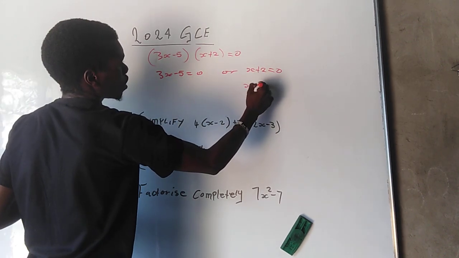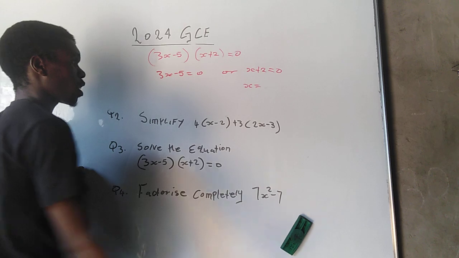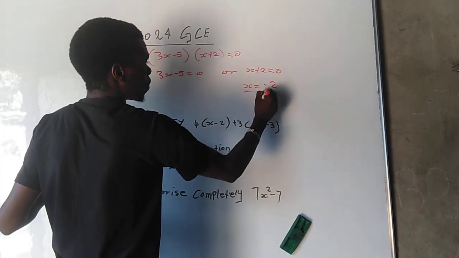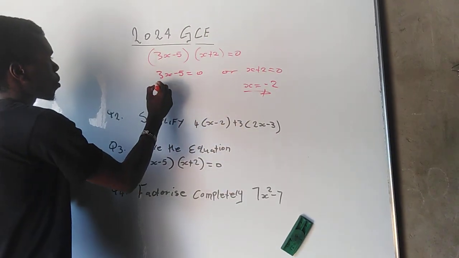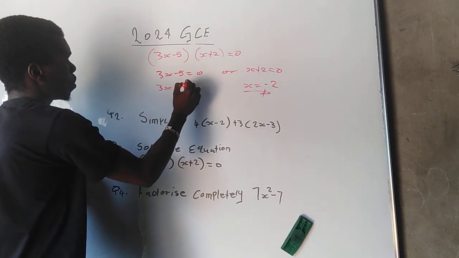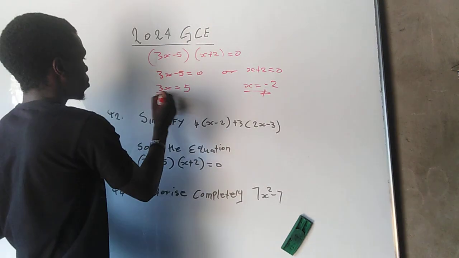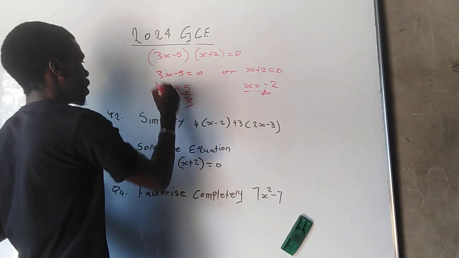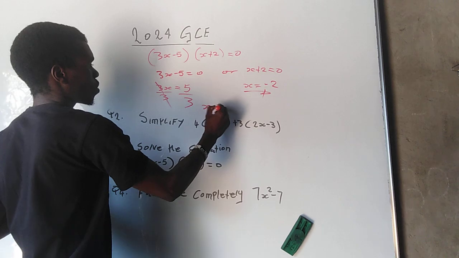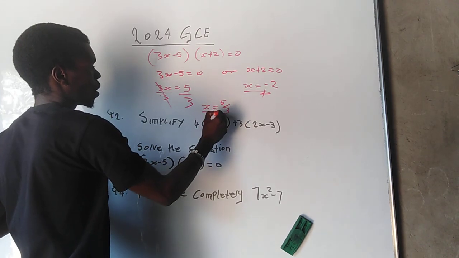Here I'm going to have x is equal to positive. It crosses the equal sign, so it is going to be a negative. First solution. Third solution, I'm going to have 3x is equal to 5. Because this is negative, it's going to cross the equal sign. I'm going to divide both sides by 3, and the 3s cancel. Then I'm going to have x is equal to 5 over 3.